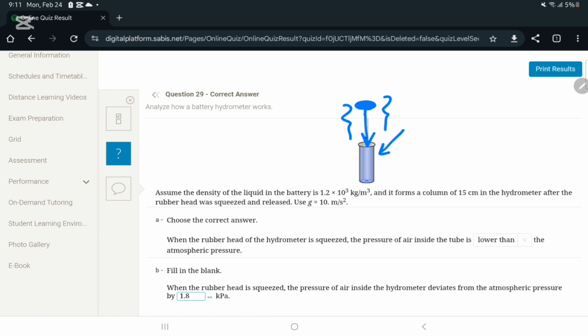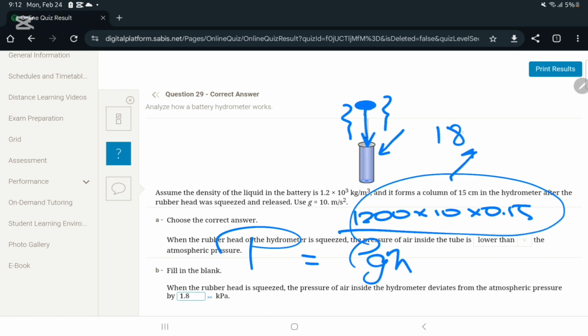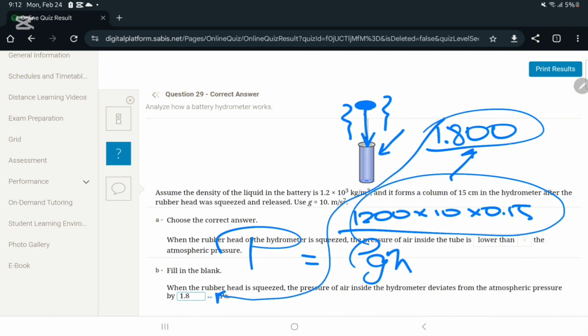Okay. Now, pressure is equal to rho GH. Okay? So rho is 1,200 times G, which is 10, times H, which is 15 centimeters. How many meters is that? 0.15 meters. Okay? Do it in the calculator. You will get 1,800. But they want it to be in kilopascals, so you get 1.8 kilopascals.